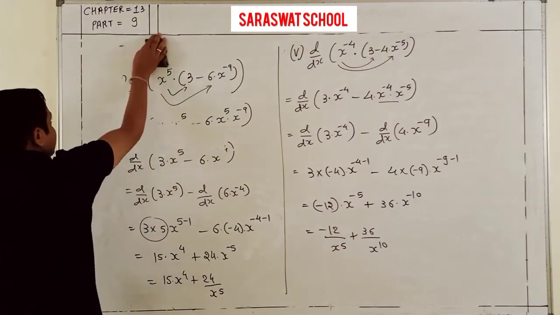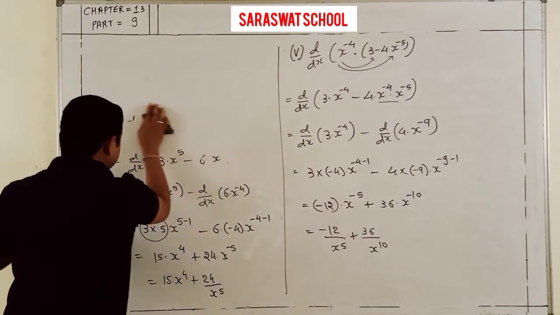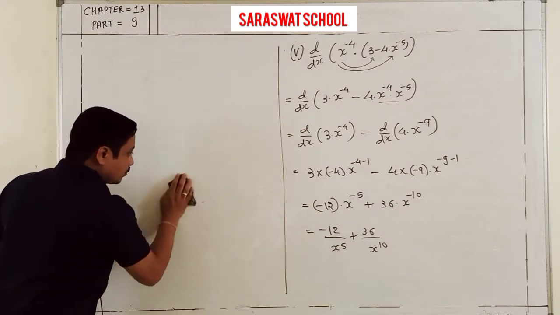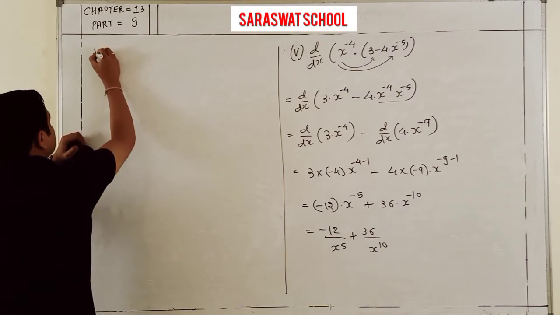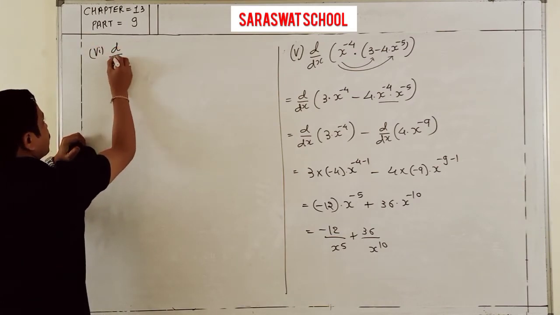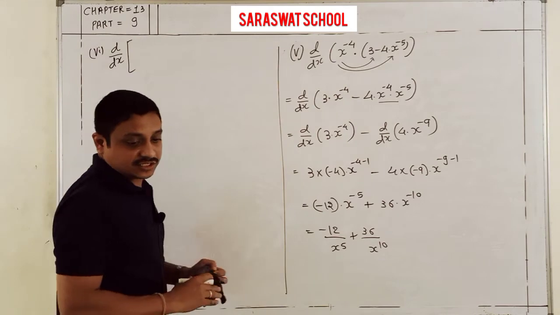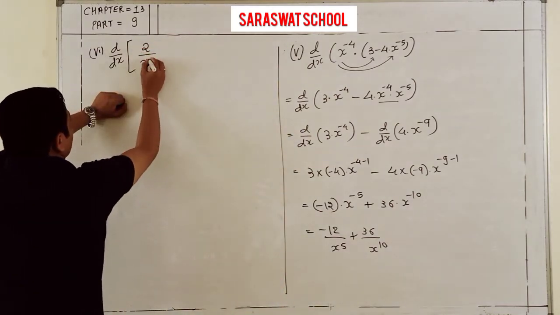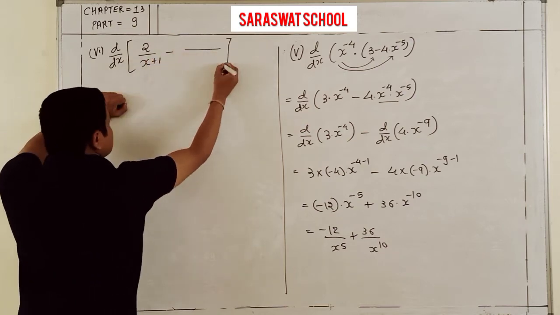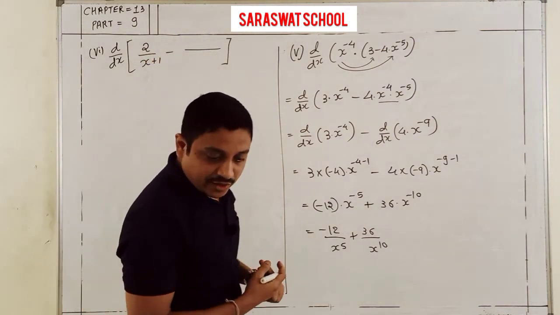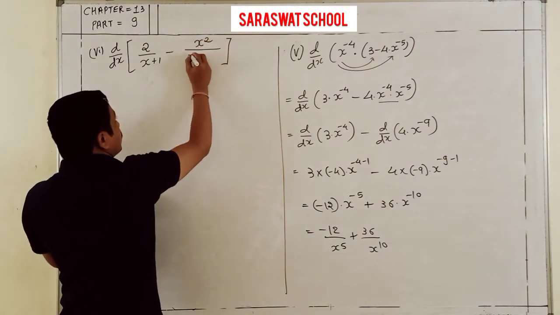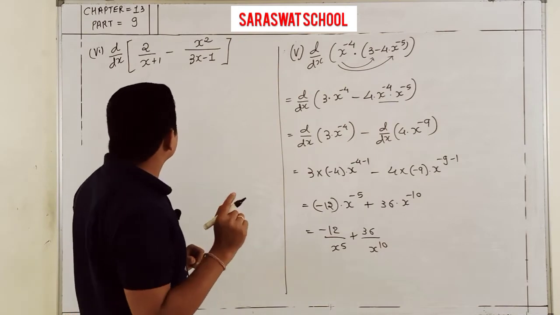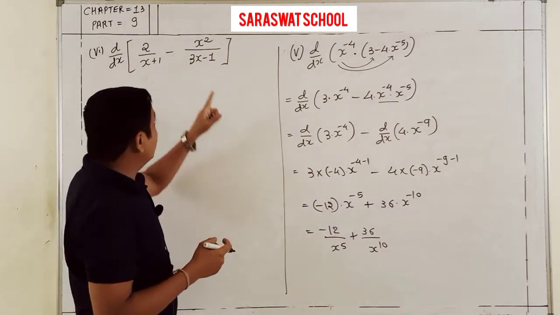Now continue students, in the way of continue, 6th one. 6 is important for the final exam. Very easy, but a big one. d/dx of, there are two parts: the first 2 divided by x plus 1, minus the second given x square upon 3x minus 1. One more time, check: 2 divided by x plus 1 minus x square upon 3x minus 1.